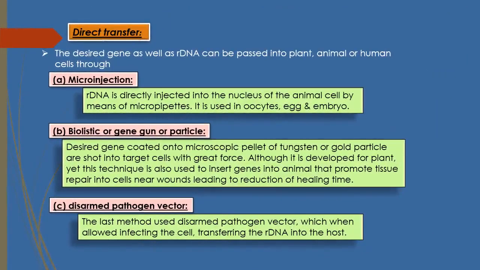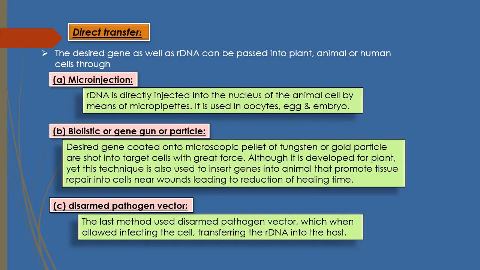Next come to direct transfer. So now you can transfer this recombinant DNA into the host organism without making the host cell competent, and this can be performed through microinjection or through biolistic gun or through the use of disarmed pathogen.